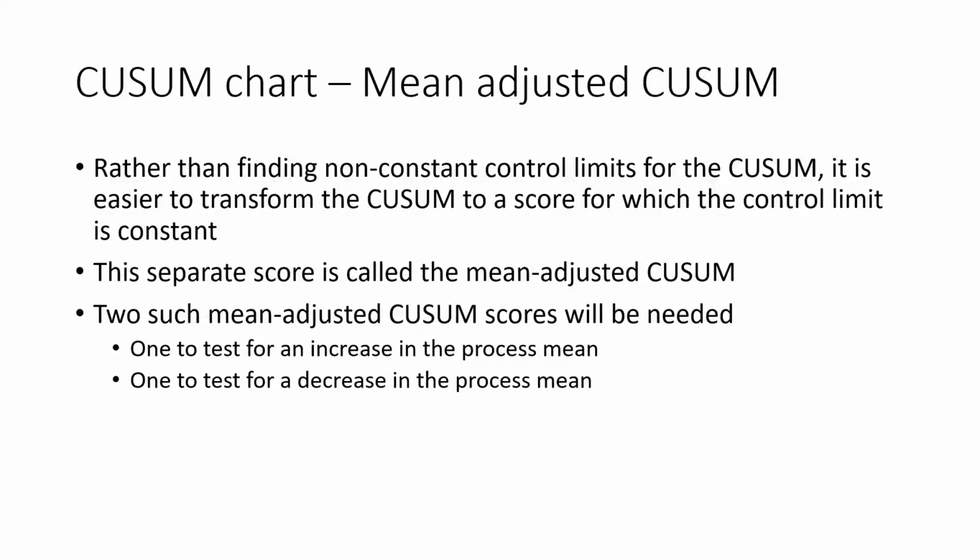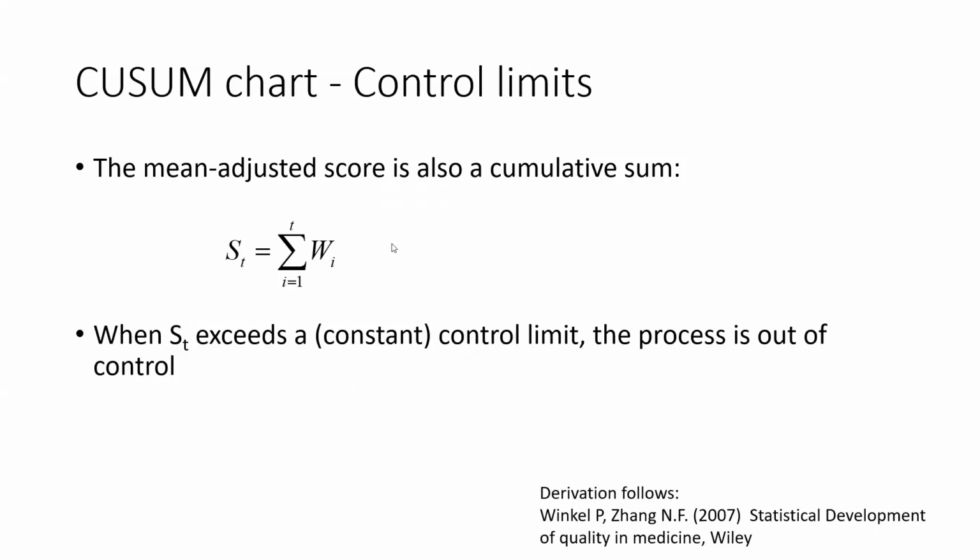Since we're subtracting something each time, we need to either subtract or add something, or subtract something from the negative version. Okay. So the new score is also a sum, just like before. And when the sum exceeds a constant control limit, the process is out of control. The component now is going to be different. Previously, we had yi minus mu, and now I'm just saying wi.